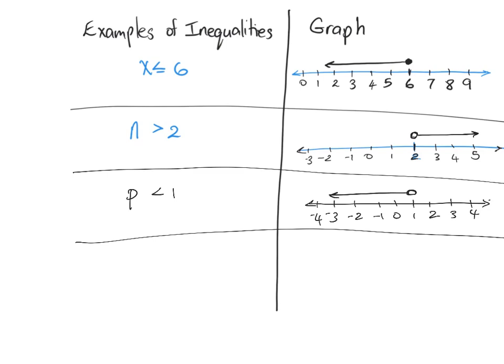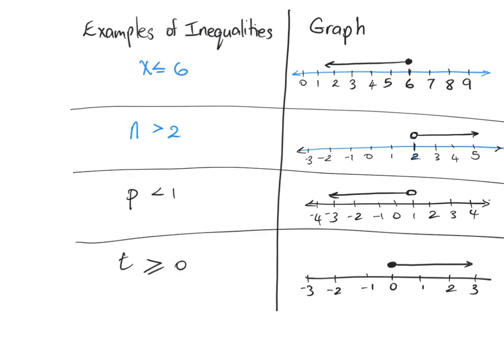And finally, an example using the greater than or equal sign. All right, t is greater than or equal to 0. So we have a number line. 0 is somewhere on the number line. Count 1, 2, 3, -1, -2, -3. It includes the point 0, so I am going to put that point, make sure it's clear that that point is included, and t is everything greater than 0. The arrow goes to the right.